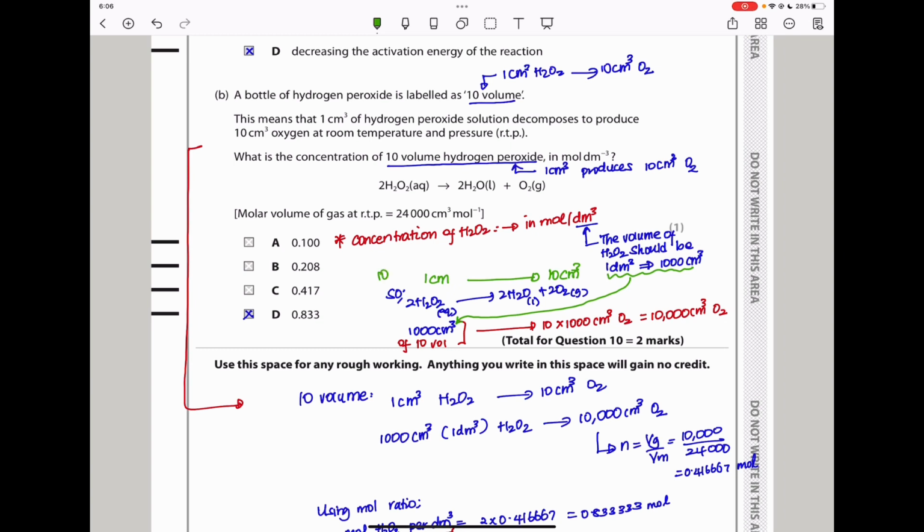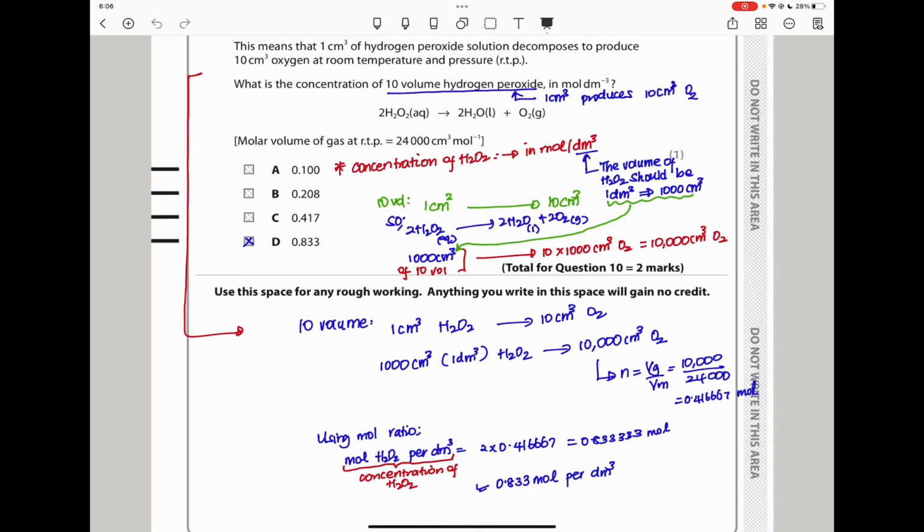So for 10 volume, let me just write it like this, 10 volume. 1 centimeter cubed of hydrogen peroxide produces 10 centimeters cubed of oxygen. If we want to know the concentration in mole per decimeter cubed, it means the volume of this should be 1 decimeter cubed, which is 1,000 centimeters cubed. How concentrated is this going to be? So here I said we use the ratio. Remember, 1 creates 10, so it means 1,000 centimeters cubed should create 10 times 1,000, which is 10,000 centimeters cubed.